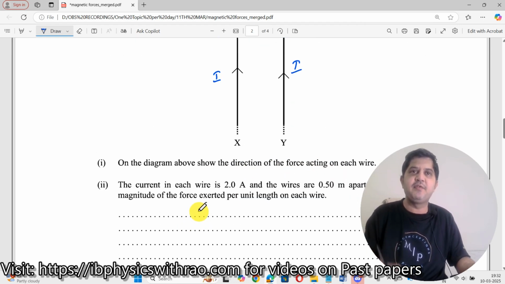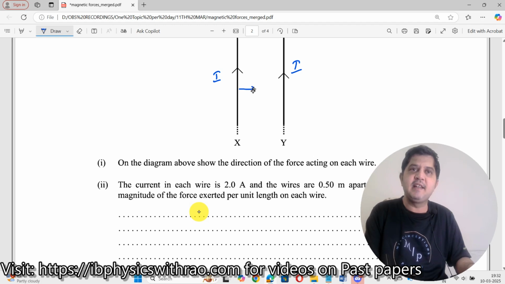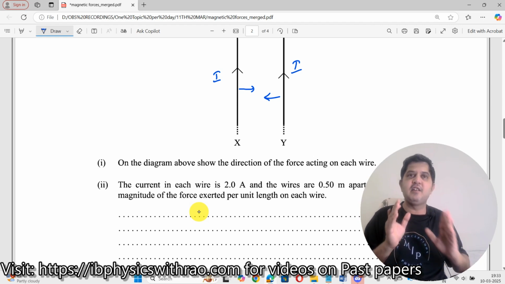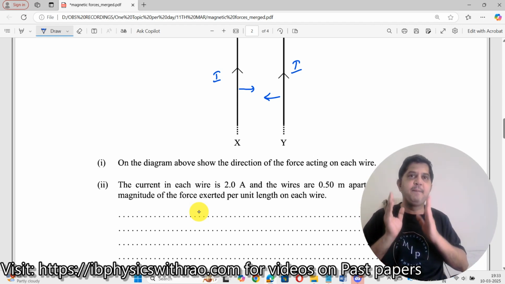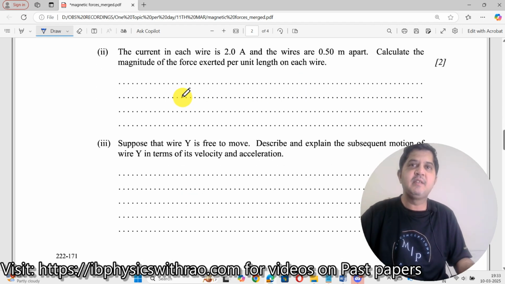What is the direction of the force? Since there are two parallel conductors and the currents are moving in the same direction, the force will be acting like this. The force here will also be attracting like this over here. When two parallel conductors have currents in the same direction, the force between them is always attractive. So it will attract like this. Next, we have done this.